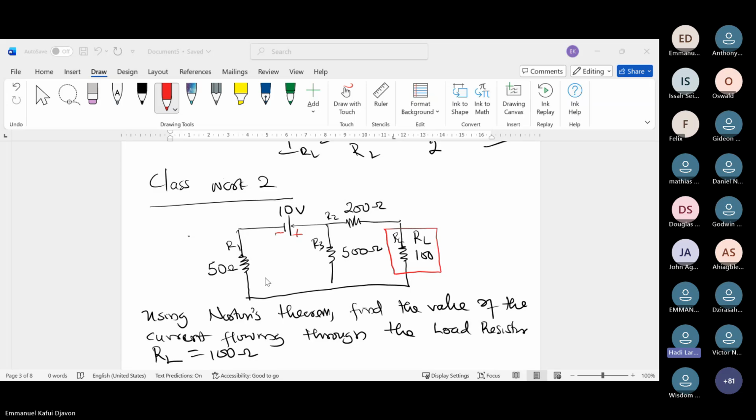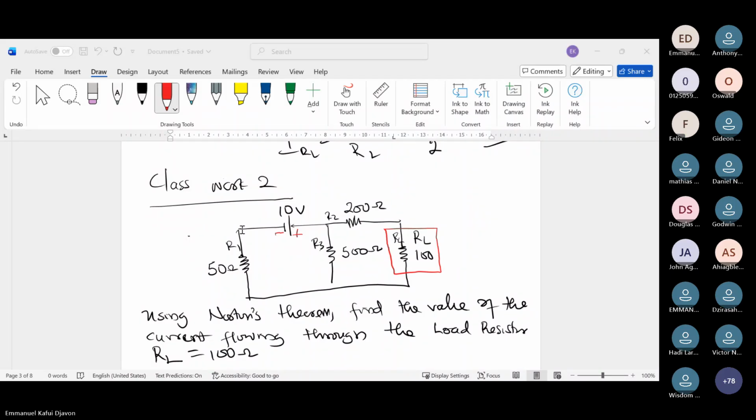Voltage at the top there. You find R1 and R3 first. Why do you find R3 and R2? R1 and R3 are parallel to each other. Yes, R2. So you find R1, and R1 and R3 are parallel to each other.